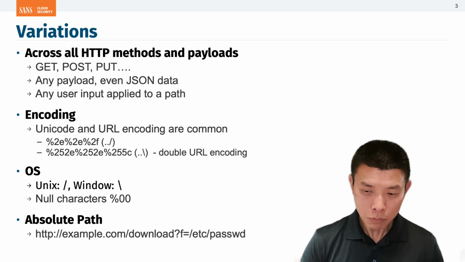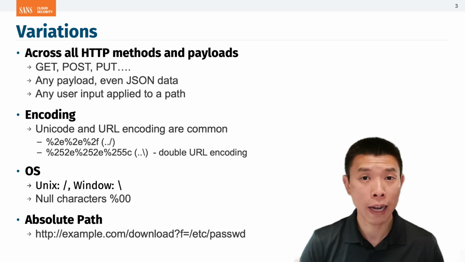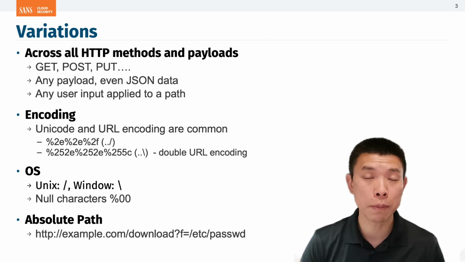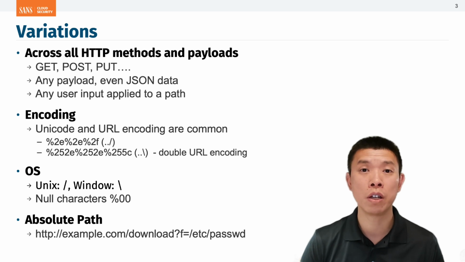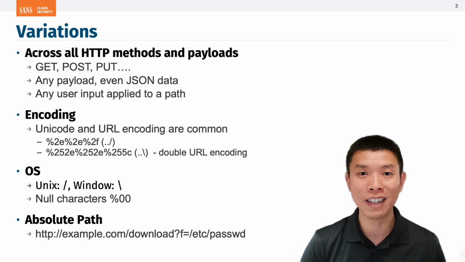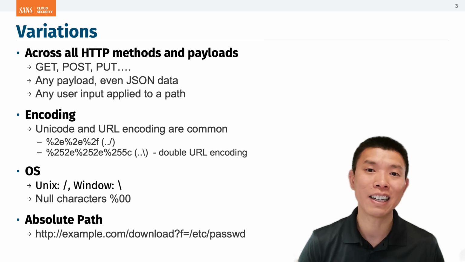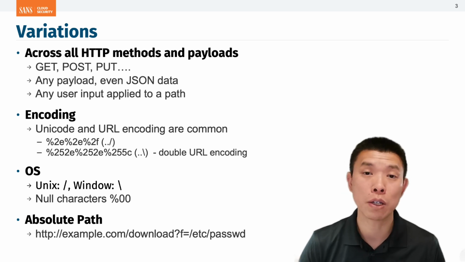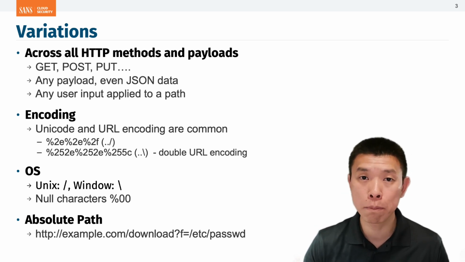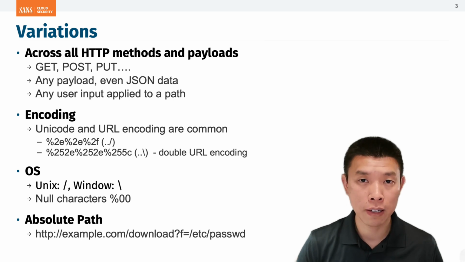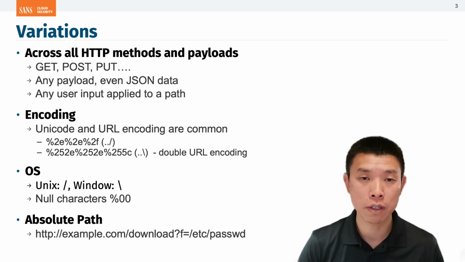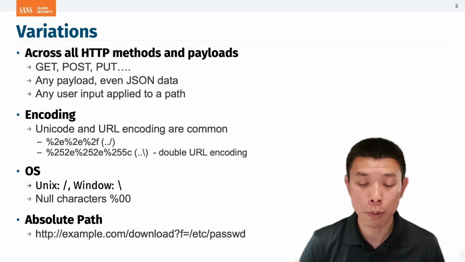And we've also seen it in different payloads as well. So it's not just a text string or anything like that. Sometimes it occurs in JSON data within the little curly brackets and even XML data as well. The data type simply does not matter. As long as the application takes in the input and passes it going into the file system, then you have an opportunity to be attacked, okay?